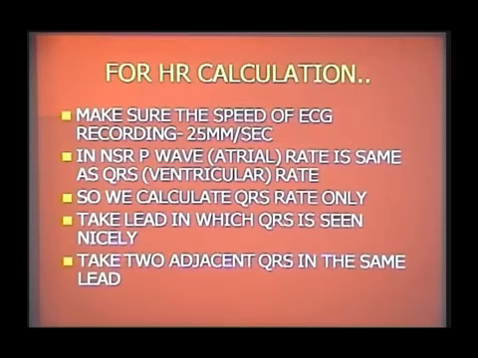Then select two adjacent QRS complexes in the same lead. Don't take one QRS complex in lead aVR and another QRS complex in lead aVL and calculate the heart rate. When you take two QRS complexes, they should be in the same lead, aVR or aVL or L2. Two adjacent QRS complexes in the same lead, in which you are seeing the QRS complex nicely. The speed of recording should be 25 millimeters per second. So these are the rules to calculate the heart rate.